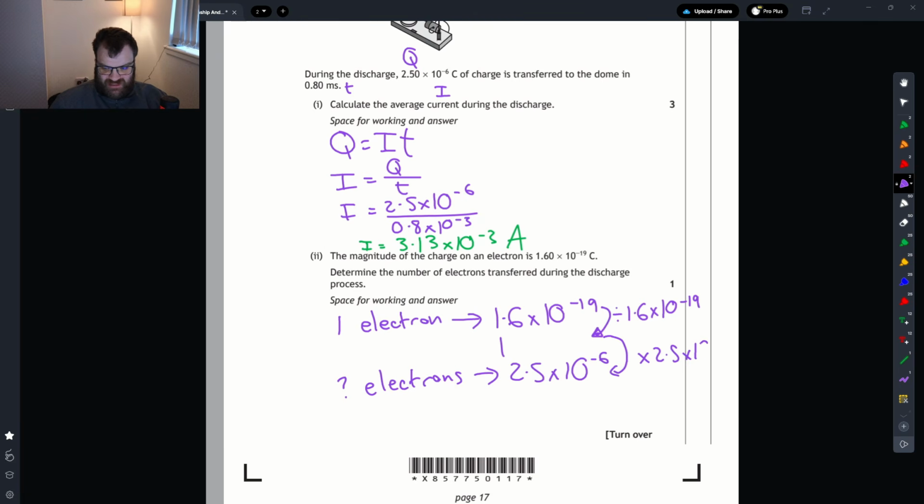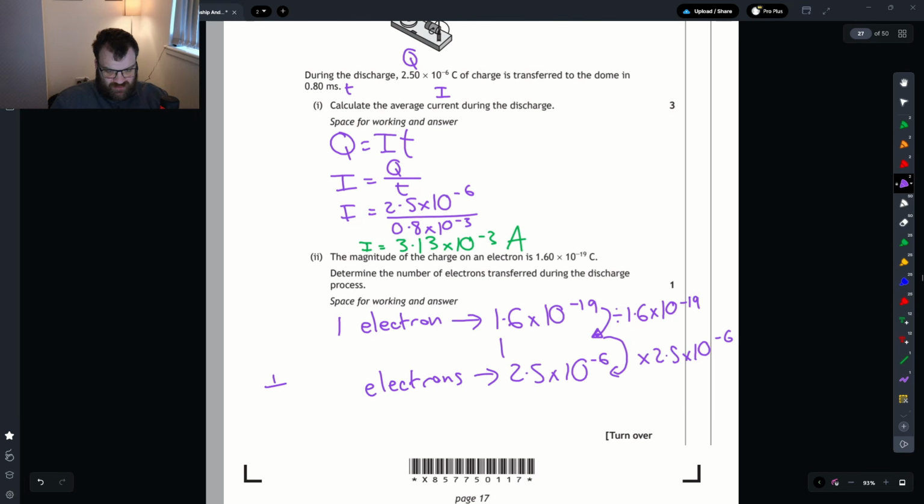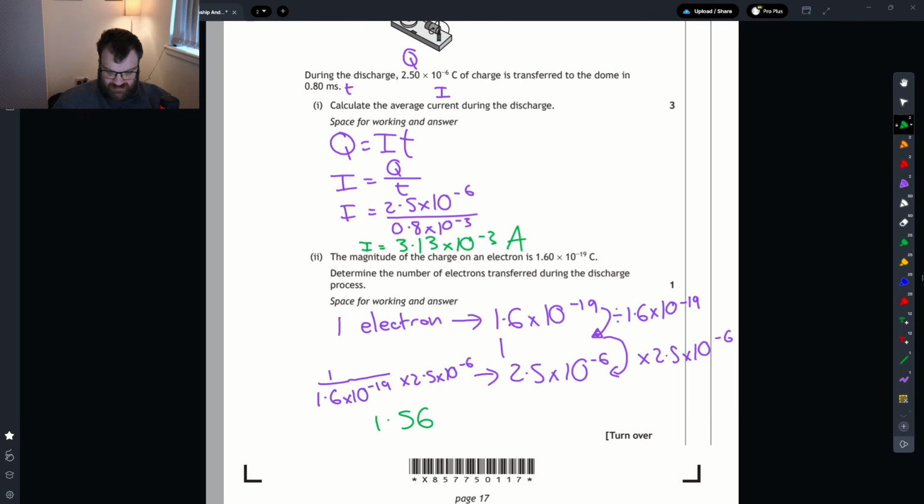So times by 2.5 times 10 to the minus 6. So we need to do the same to 1 because it was 1 electron. So our number of electrons is going to be 1, and then do the same things on the other side. Divide by 1.6 times 10 to the minus 19, and then times by 2.5 times 10 to the minus 6. That gives 1.56 times 10 to the 13 electrons.